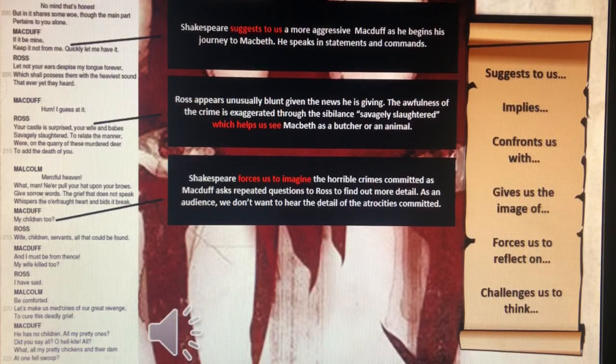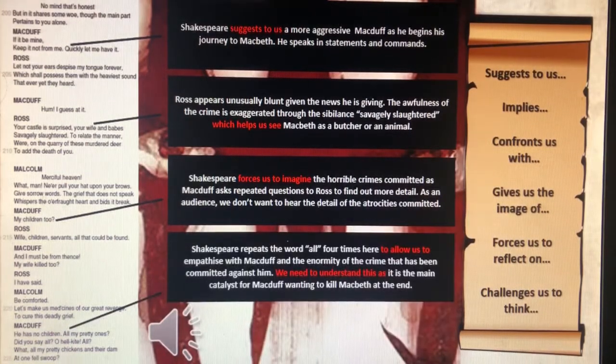As an audience, we don't want to hear the detail of the atrocities committed. Shakespeare repeats the word "all" four times here to allow us to empathise with Macduff and the enormity of the crime that's being committed against him. We need to understand this as it is the main catalyst for Macduff wanting to kill Macbeth at the end.